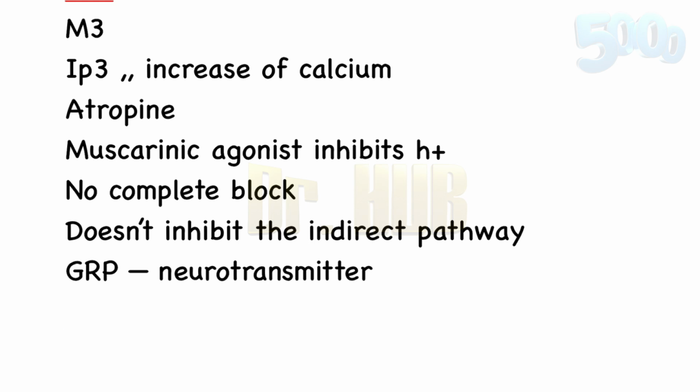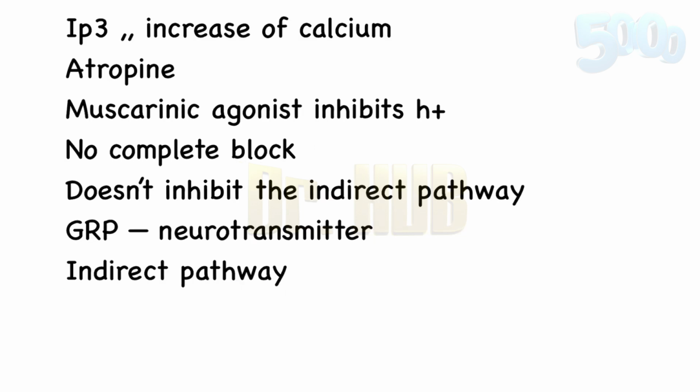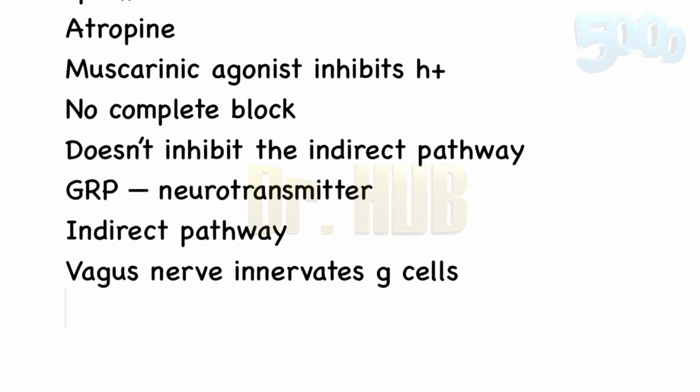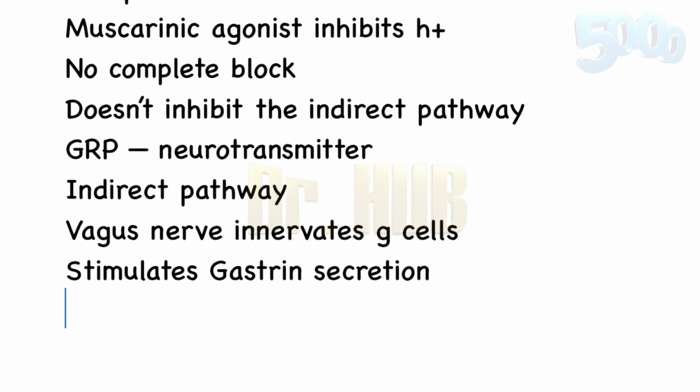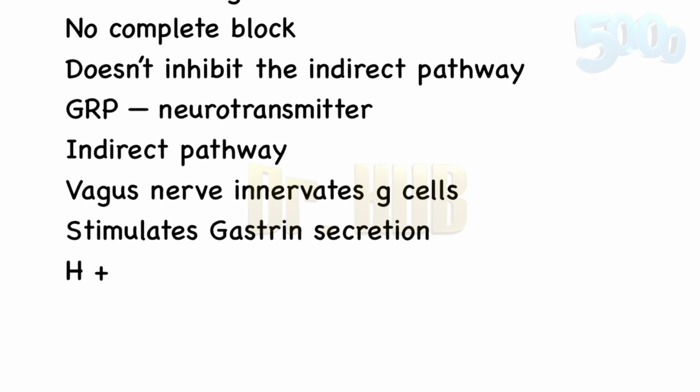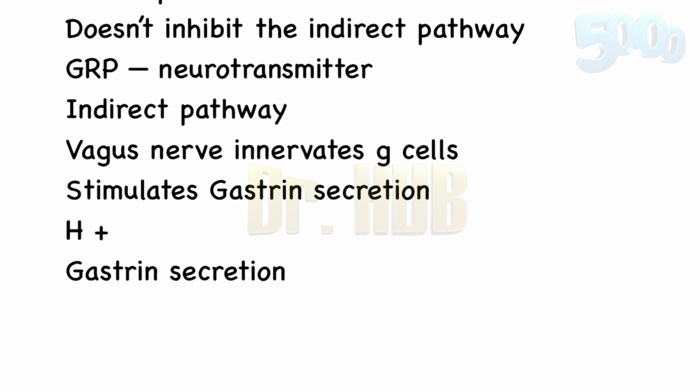Next, we move on to the indirect pathway. Here in the indirect pathway, the vagus nerve innervates the G cells and stimulates gastrin secretion, and then it leads to the stimulation of H+ secretion. So in the indirect pathway, the vagus nerve innervates the G cells, whereas in the direct pathway, the vagus nerve innervates the parietal cells and stimulates H+ directly. Here the G cells are innervated and stimulate gastrin secretion, which then stimulates the H+.